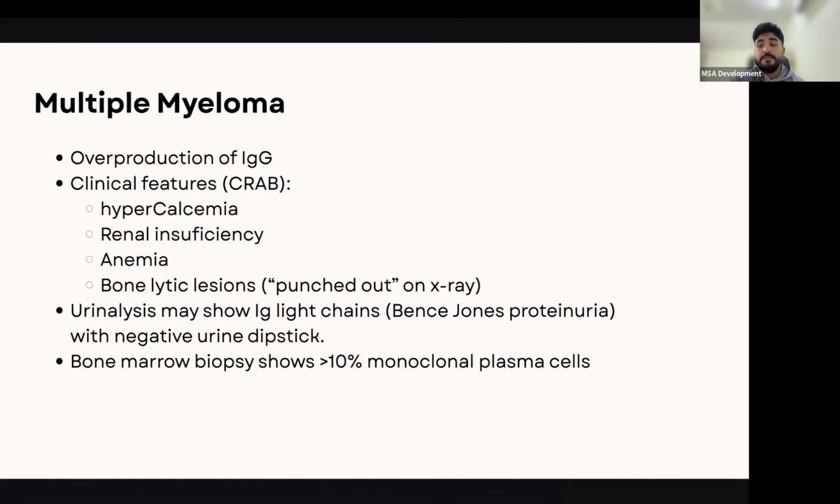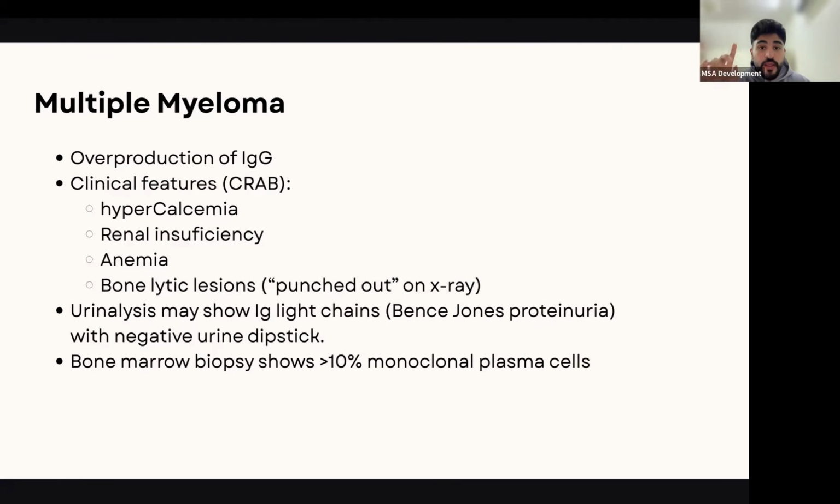Tamam. Multiple myeloma. Multiple myeloma is a very, very commonly tested disease. Basically, what happens is that you have an IgG that's being overly produced, tamam, which will lead to 4 clinical manifestations: hypercalcemia, renal insufficiency, anemia, and bone lytic lesions. Like, you're gonna literally see a bone, usually a skull, with punched out lesions, okay, because it's being eaten out, tamam. And usually to diagnose a kidney myeloma, you need to what?